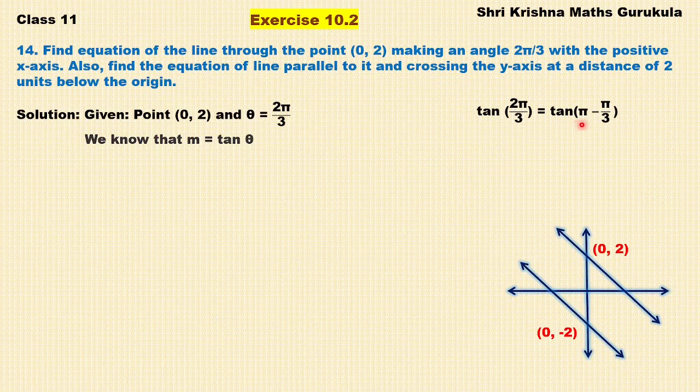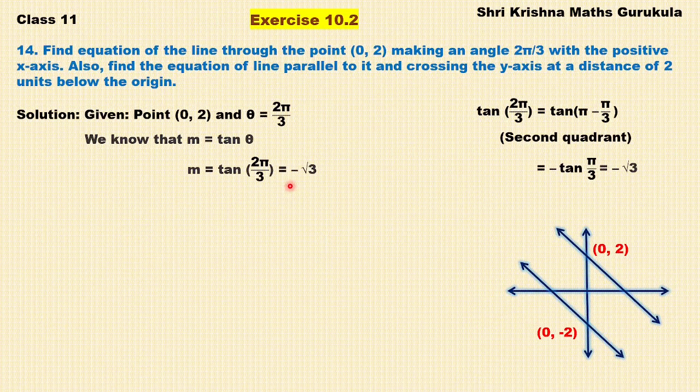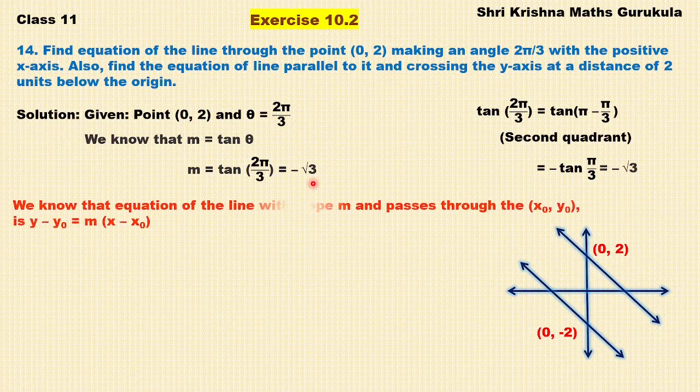Now tan of (π - π/3) is minus tan π/3. Why is it so? Because this angle lies in the second quadrant and the tan function is negative in the second quadrant. So it is minus tan π/3, which is equal to minus root 3. So the slope of the line is minus root 3. We know a point on the line and we have found the slope of the line. We can find the equation of this line using the point slope form of a line.